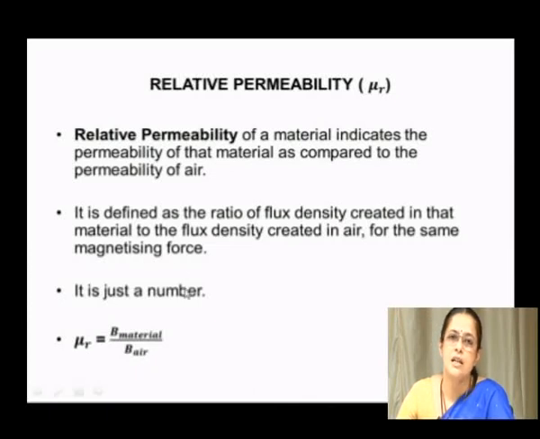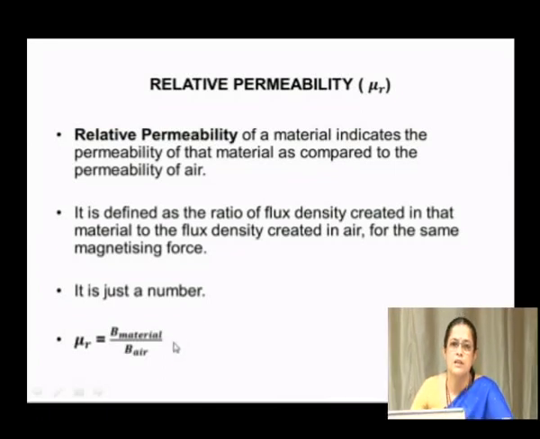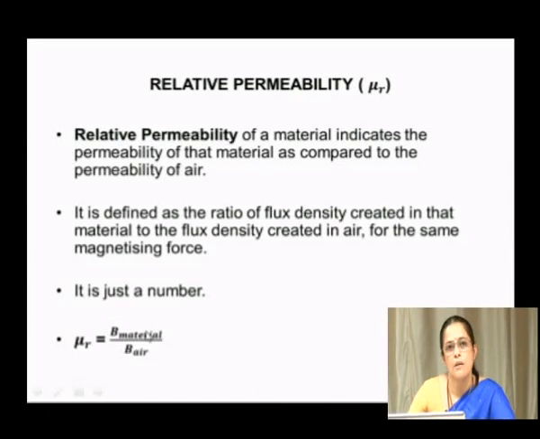Now, this is just a number, because we know the unit of flux density is Weber per meter square. Here again it is Weber per meter square. So, both the numerator and the denominator cancel. So, it is just a number.